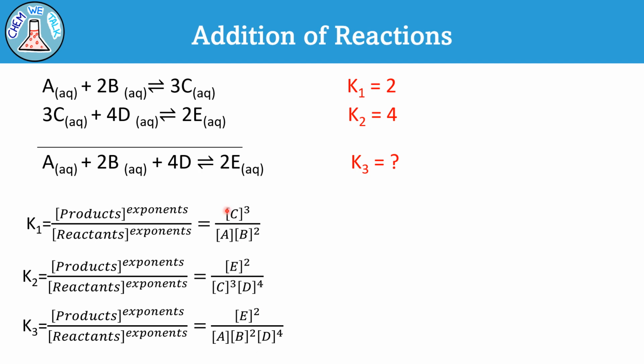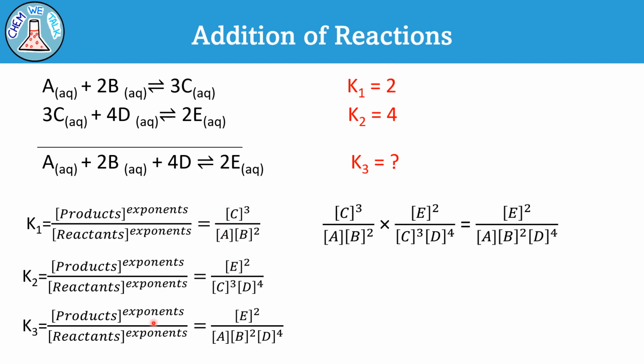But let's see if we can draw some relationship between those k's. What I'm writing here is, this here is the k for the first reaction, so k1. This here is the k for the second reaction. And this here is going to be equal to the k of the third reaction. We can note that when we multiply those, the C cubed cancels, and we end up with k3. So basically, if we are adding two reactions, we just multiply the k values.